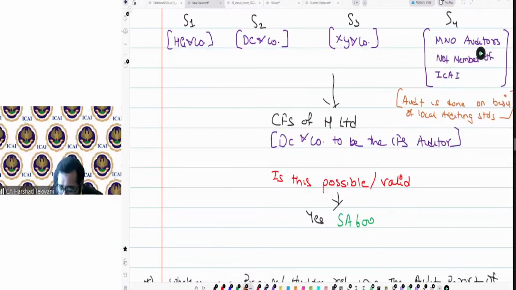If you guys are saying yes, then where is it written that I can rely upon an audit not performed by a member of the institute? Very good, Charu. Two answers, by Tanisha and Charu. Very good.